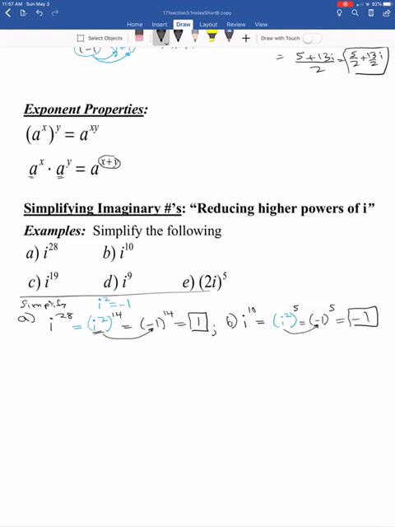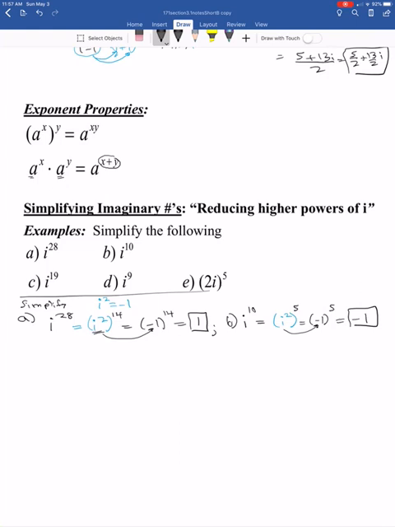And negative 1 to any odd power remains a negative. So even power gets rid of the negative. Odd power, of course, remains a negative. So simplifying that down. So again, that's with even powers. It's always going to reduce to 1 or negative 1. It just depends on what you're raising i squared to. Even, it's going to be positive, the odd's going to be a negative.